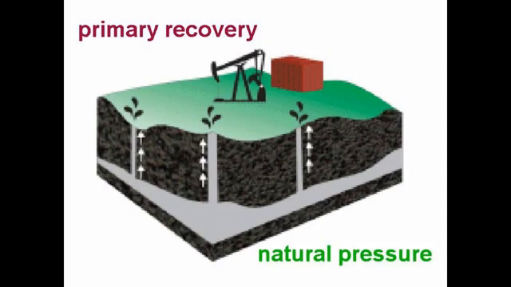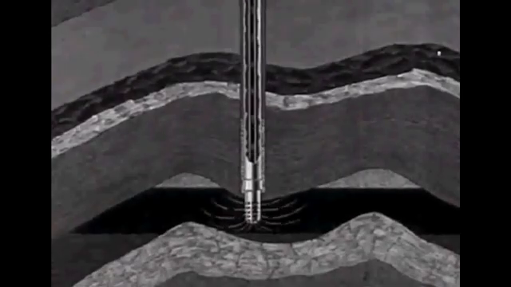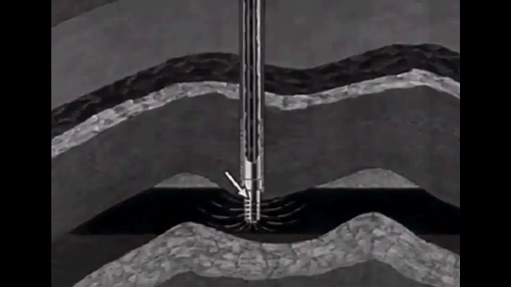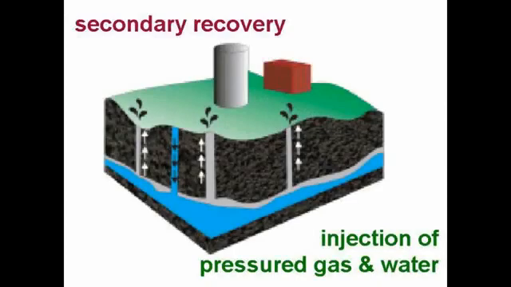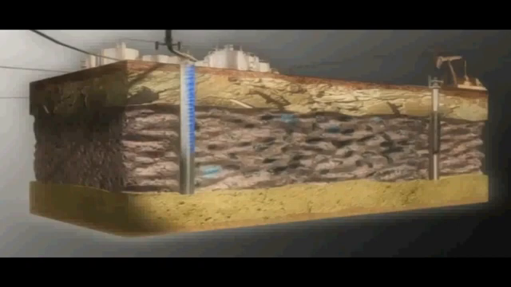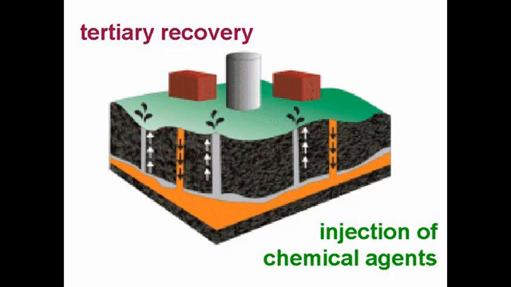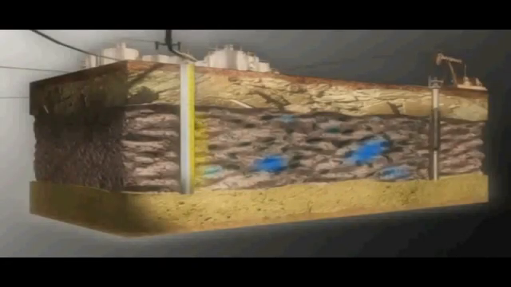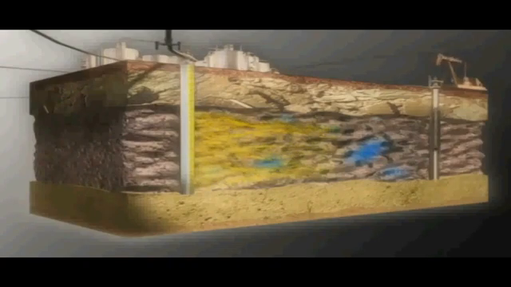The first stage is called primary recovery. It relies on the energy naturally found in the reservoir. Next is secondary recovery. In this process, various types of man-made energy are added to the reservoir after the reservoir's own natural energy used in primary recovery is used up or depleted. Third is tertiary recovery. Tertiary recovery is the continuation of using various types of man-made energy. To be tertiary, however, another type of energy not used in secondary recovery is used.